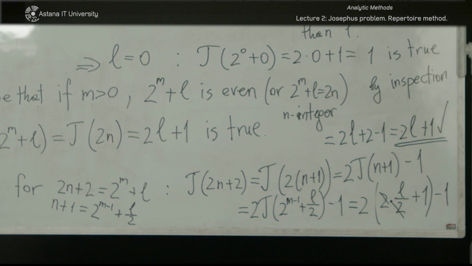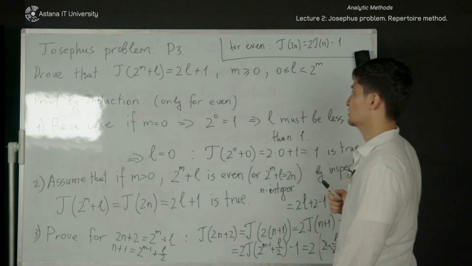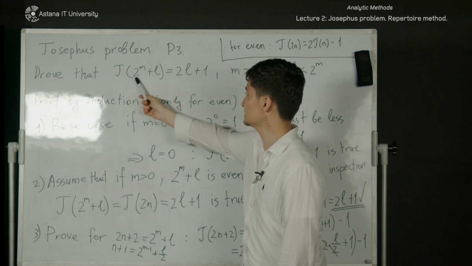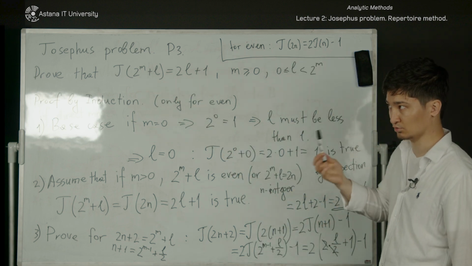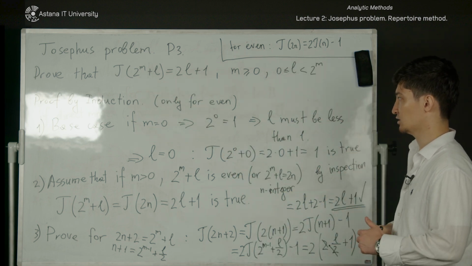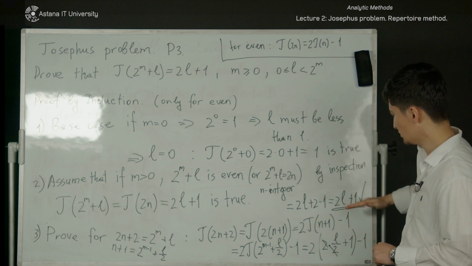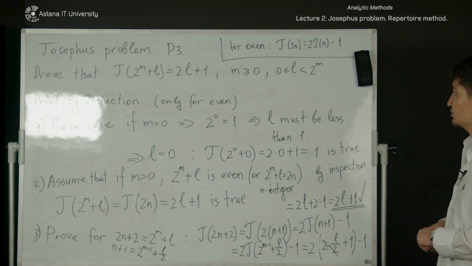This is proven. In the same logic, you can do it for odd values of j. That is, if this value 2 to the power of m plus L is odd, you follow the same steps, use the same logic, and you're going to get to the same conclusion. Okay, let's move to the next problem.